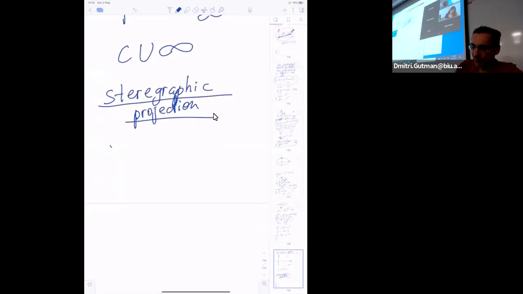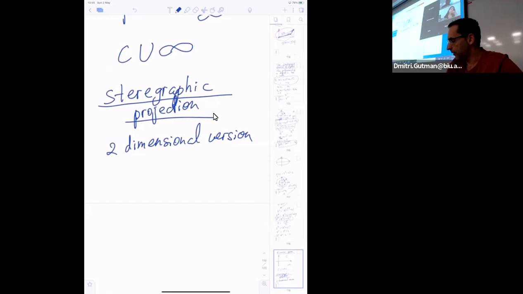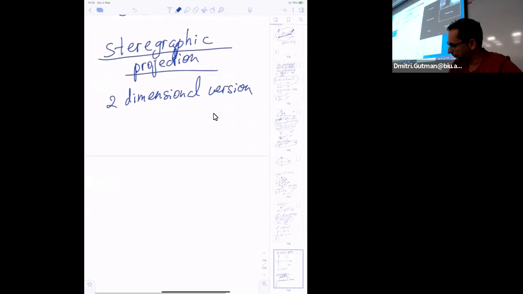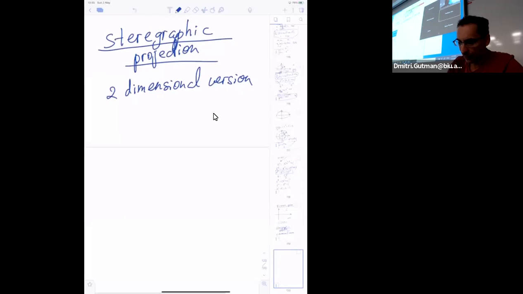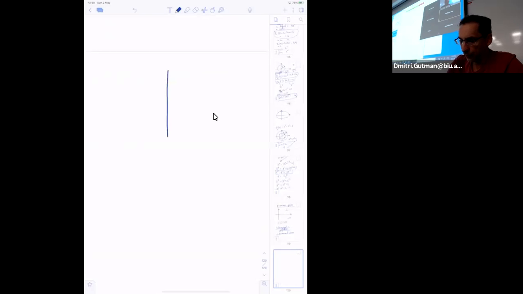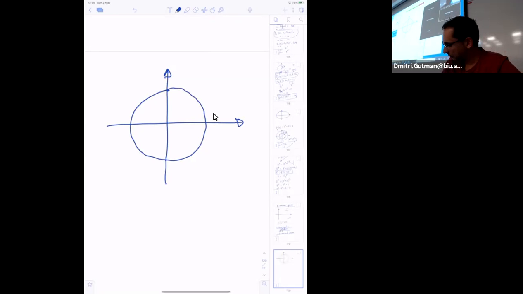So let me start with the two-dimensional version of stereographic projection, because it's easier for me to draw objects that are two-dimensional rather than three-dimensional. But it's essentially the same idea. So I will draw an example of two-dimensional stereographic projection, and for this I need to draw a circle, and it can be any circle. This is the best that works as a circle. And then there is a point on the top of the circle, and I will call this point the North Pole.